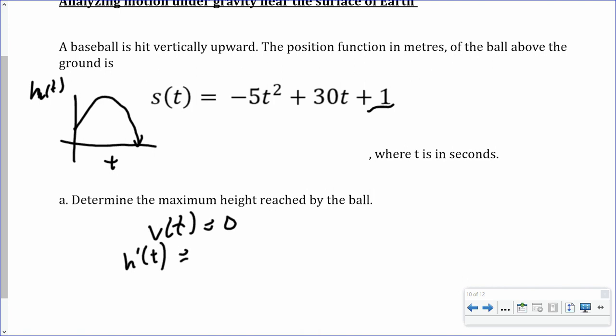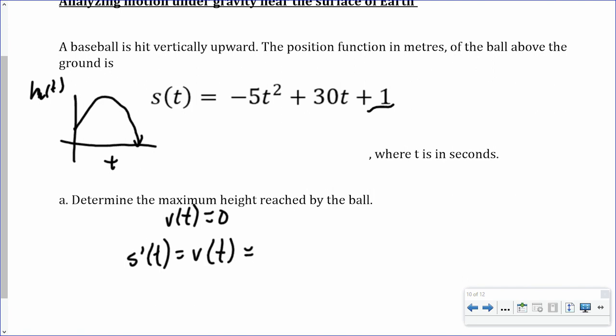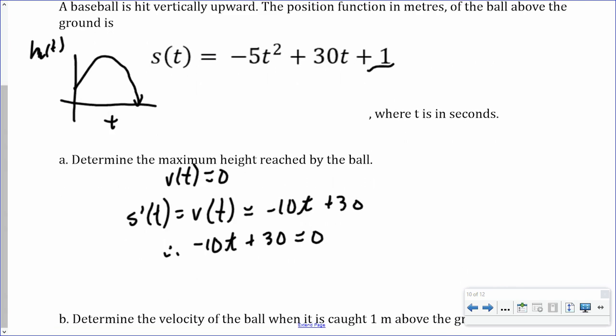That means I need to take the derivative. Let's call this S of t. I want to find when velocity equals 0, so I want to find S prime at t, and I know that's my velocity. So what is S prime at t? It looks like it's negative 10t plus 30. Derivative correct? Check it before you jump into it. And I want to set this equal to 0. I'm pretty sure it's correct. Okay, so now what? Solve for t.